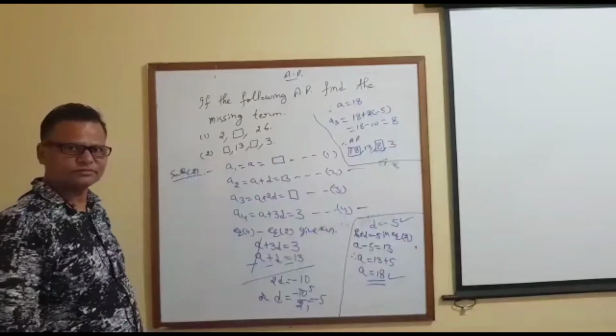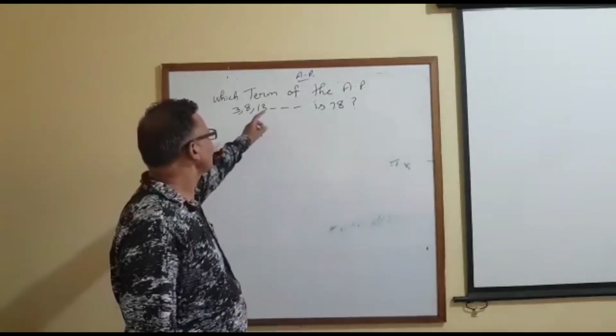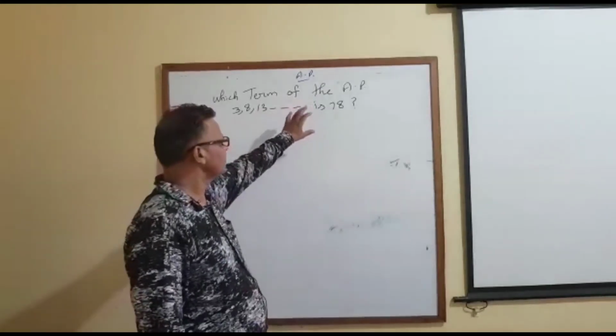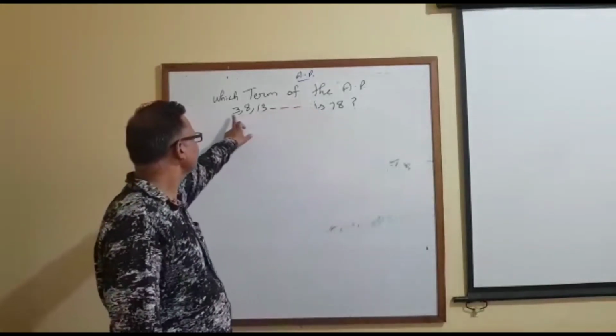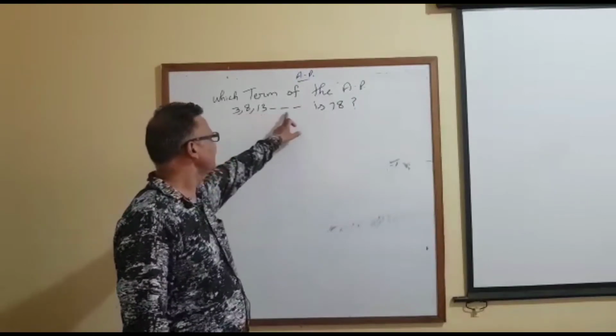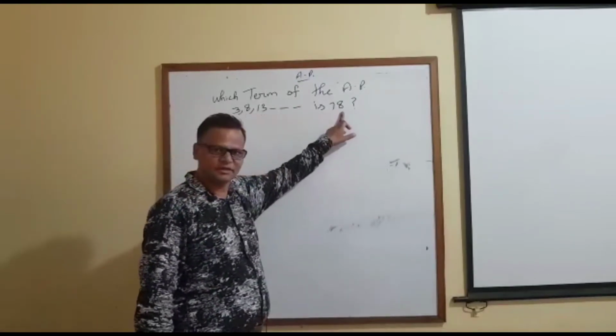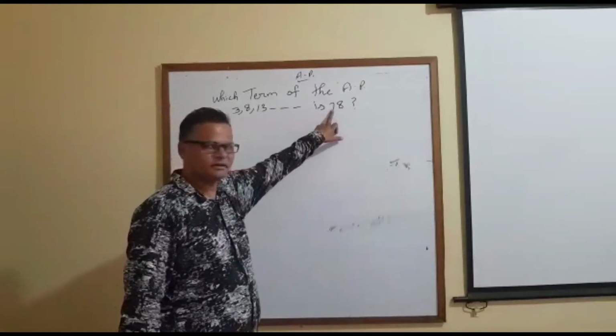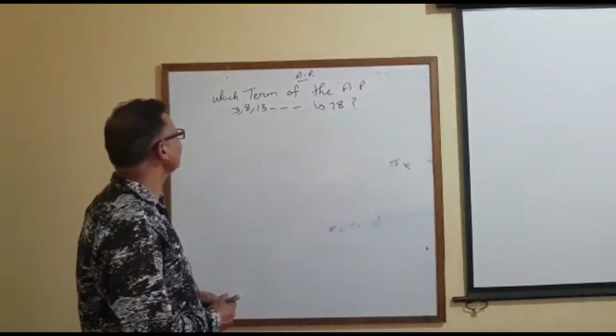So the next topic is which term of an AP is 78, or whichever number is given. In this case, 3, 8, 13, and so on, which term is 78? So how can we find it?